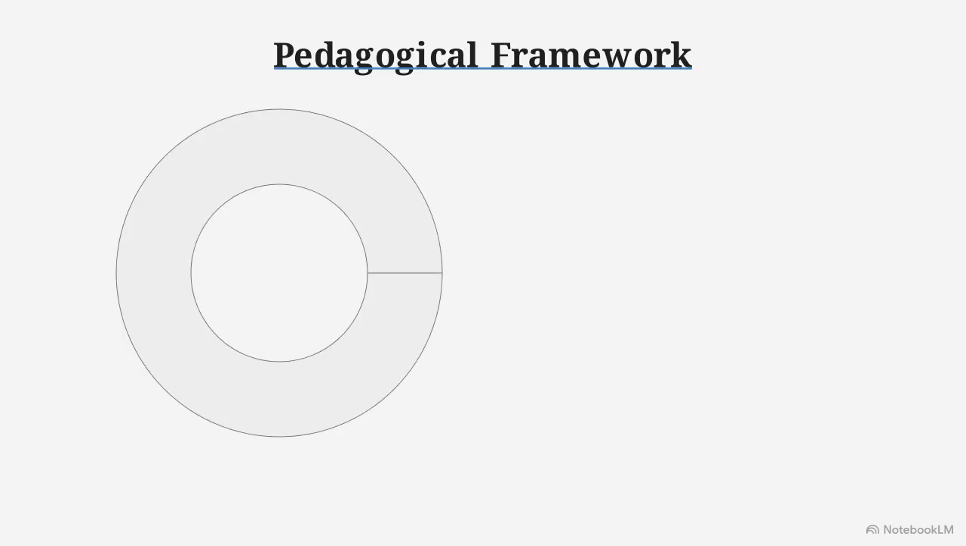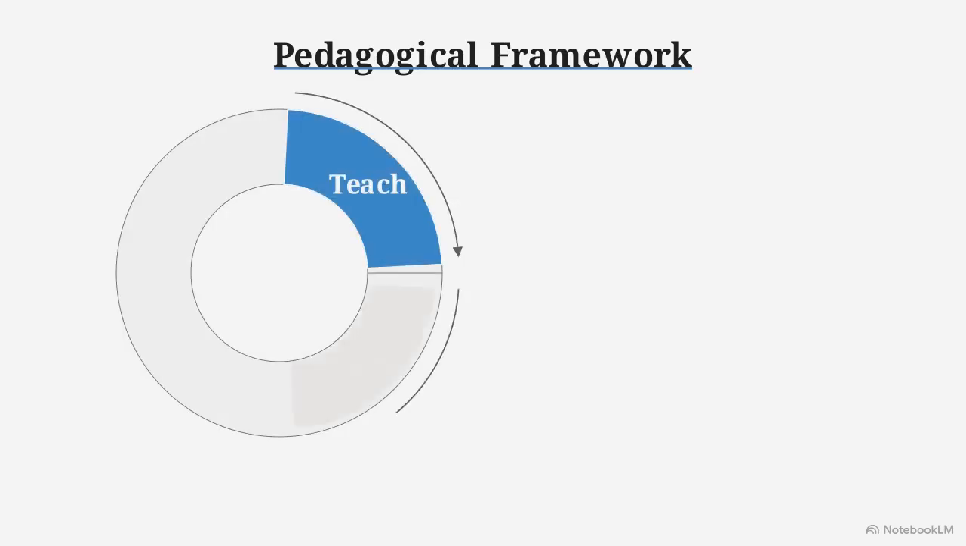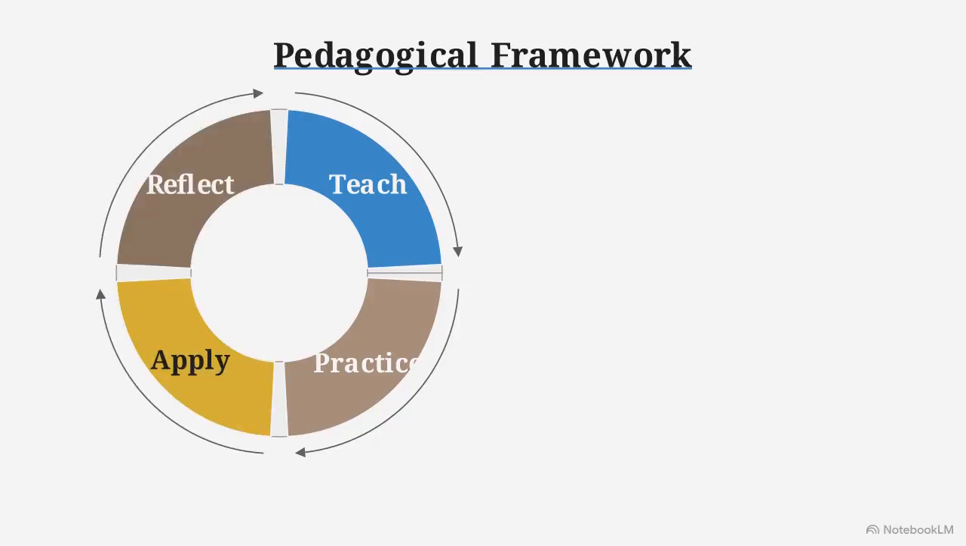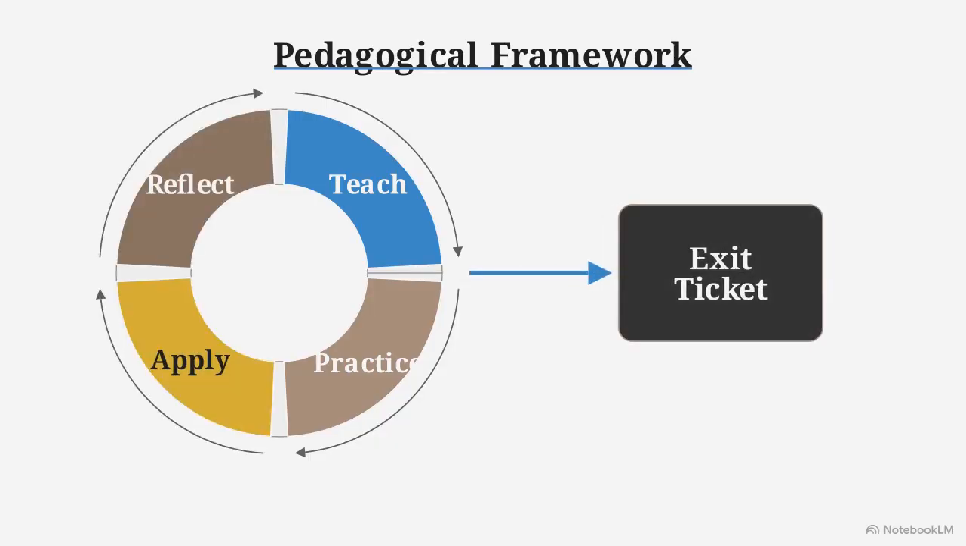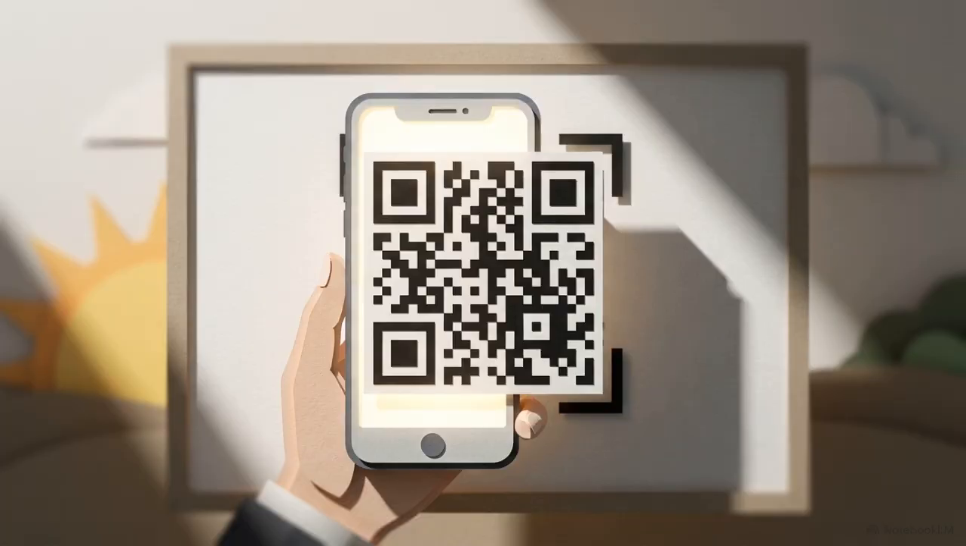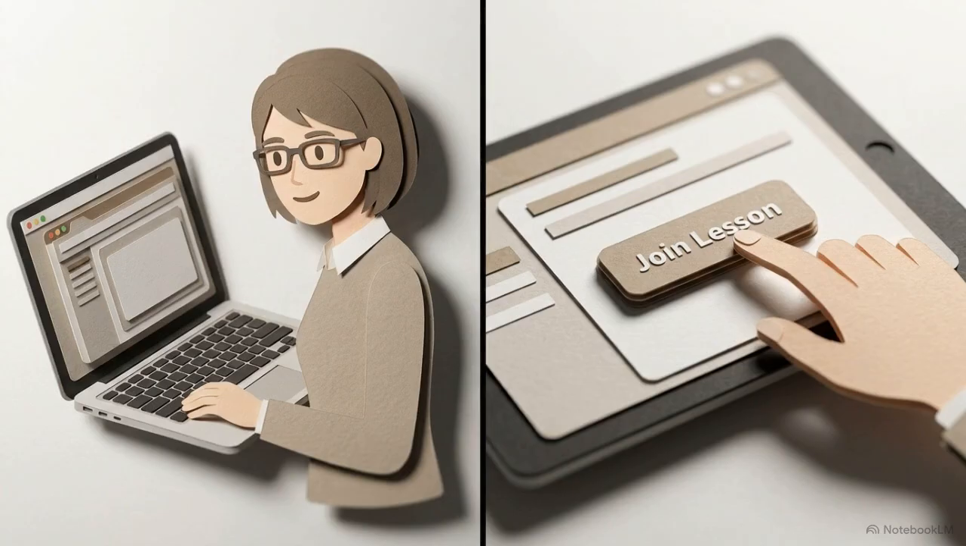This cyclical diagram breaks down the strict pedagogical structure the system applies to every generated lesson. It follows a 4-part learning arc: teach, practice, apply, reflect, and finishes with an exit ticket. Students access this activity through a frictionless model. They do not need accounts, they simply enter via a shared link or a scanned QR code. This digital output provides a pedagogically sound lesson structure for the educator, while presenting zero barrier to entry for the student.